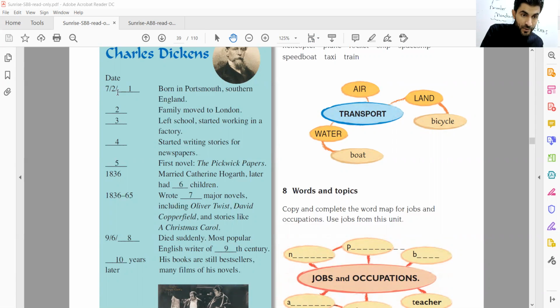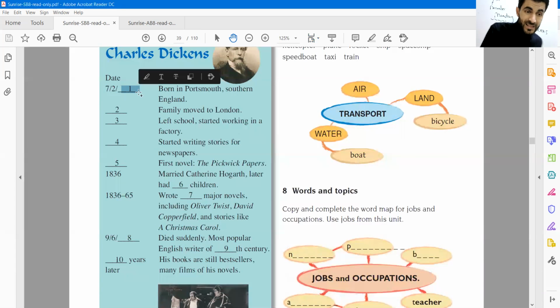Okay, 7th of February in 1812. So now you're going to write here 1812. So what do we have after that? Family moved to London. So when did his family move to London? So now we're going to listen.